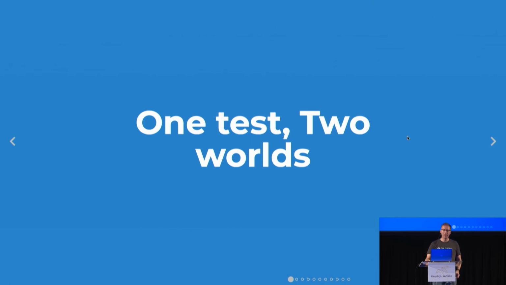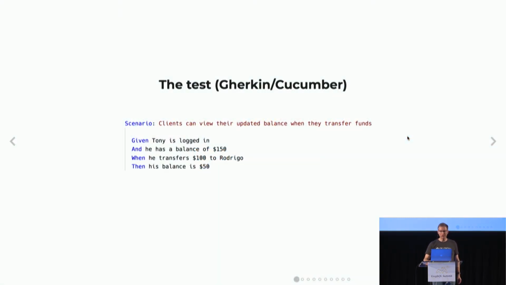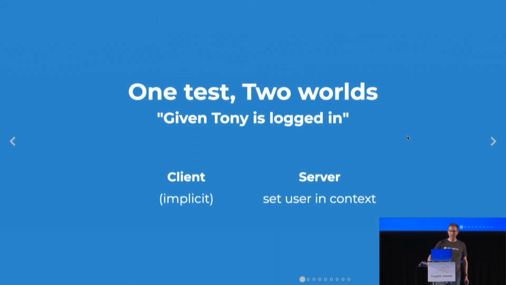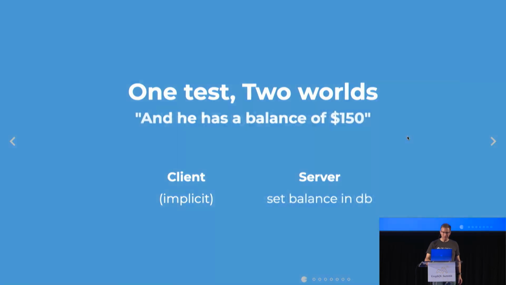The answer is to have two worlds in which the test runs. This comes for free if you use Cucumber, but you can implement this in other testing frameworks too. So let's go line by line in our test. So the first line is, given Tony is logged in. OK, well, our client is probably sending a token or a cookie or something like that. So we actually don't need to do anything on the client. On the server, we simply need to set the context for the GraphQL request.